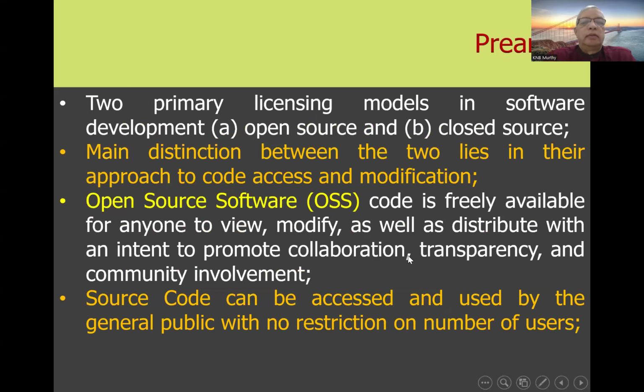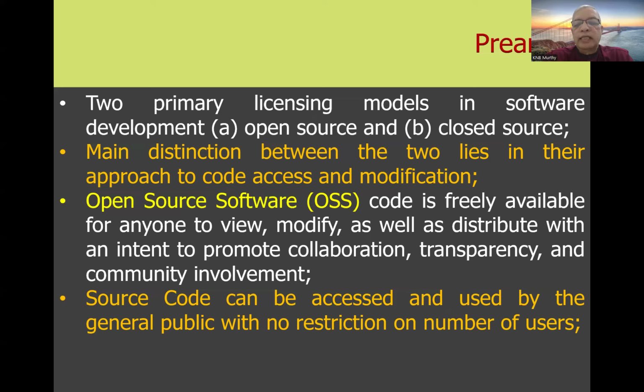Coming to the preamble, two primary licensing models in software development. The first one, the open source. Second one, the closed source. The main distinction between the two lies in their approach to code access and modification. Open source software code is freely available for anyone to view, modify, as well as distribute with an intent to promote the collaboration, transparency, and community involvement.